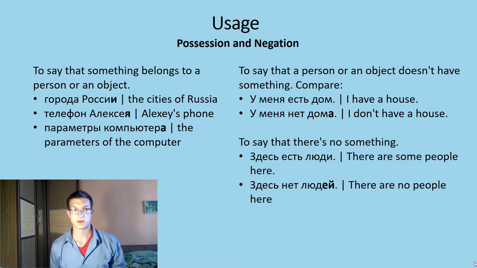So what do we use the genitive case for? Well, first and foremost, we use it to talk about possession. For example, города России, телефон Алексея, параметры компьютера. Also, we use it to talk about when something or someone doesn't have something. For example, compare this: у меня есть дом, у меня нет дома. Or to say that there is no something. For example, здесь есть люди, здесь нет людей.